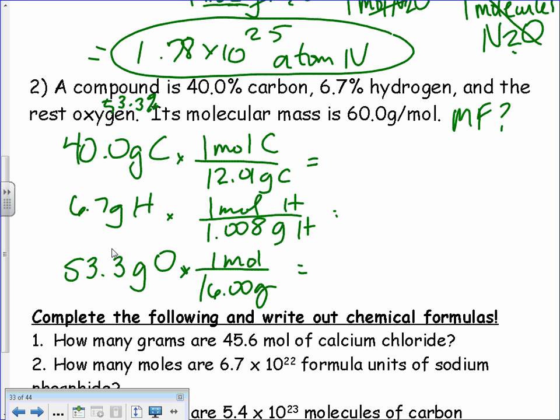We can use this now for empirical formula and molecular formula. What is the number of moles of carbon up here? Peyton? 3.33 moles of carbon. Melanie, next one. 6.7 divided by 1.008. You ready, please? Did you do 6.7 divided by 1? It's 1.008.